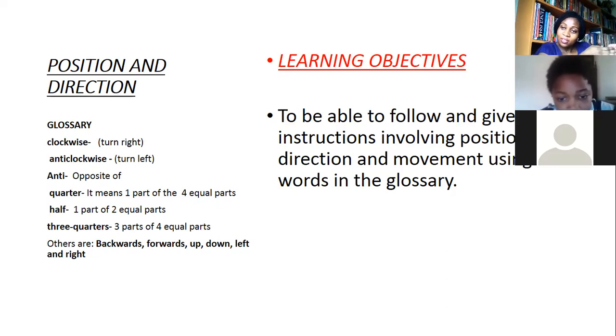So anti-clockwise. That is why we have the word anti-clockwise. Which means opposite of right, which is your what? Left. Very good.